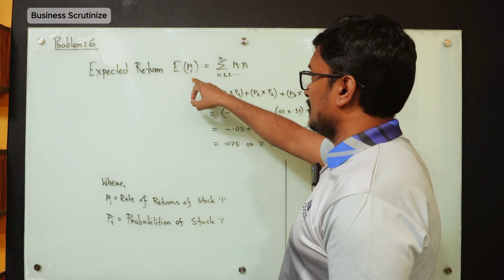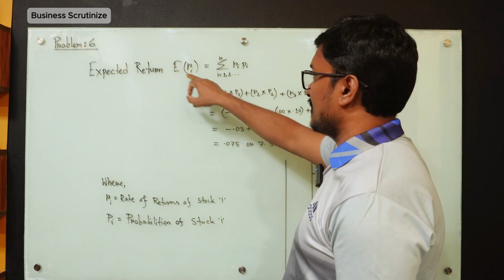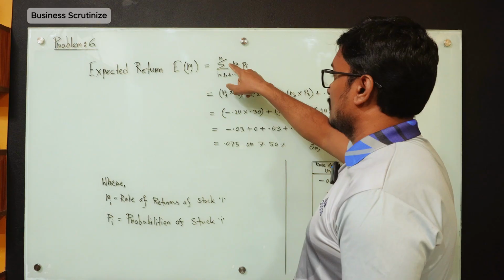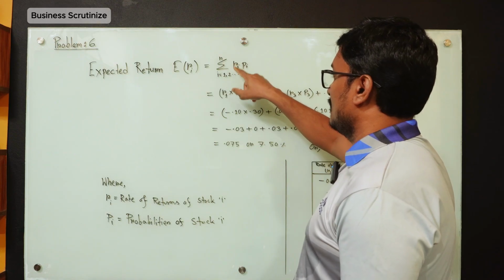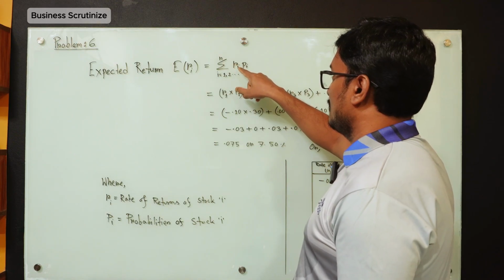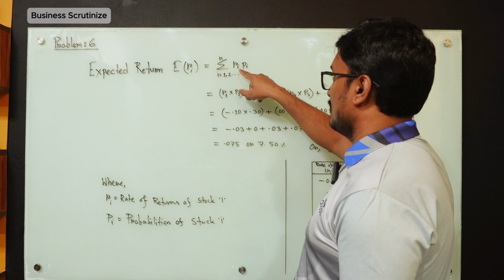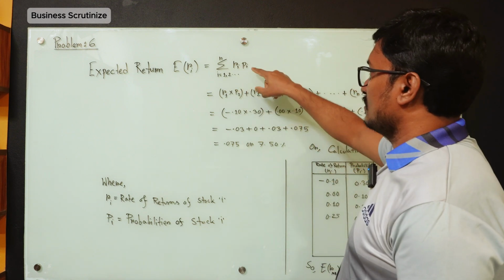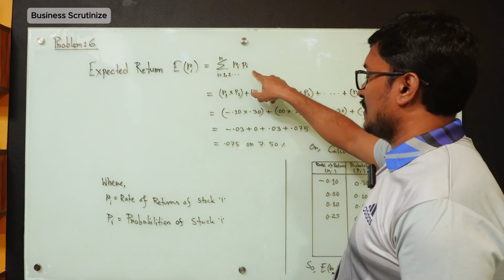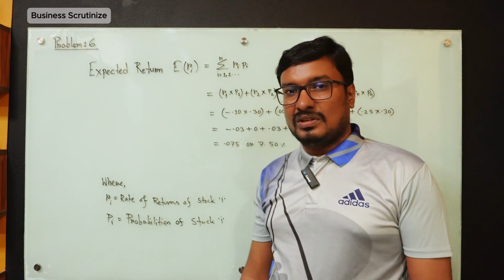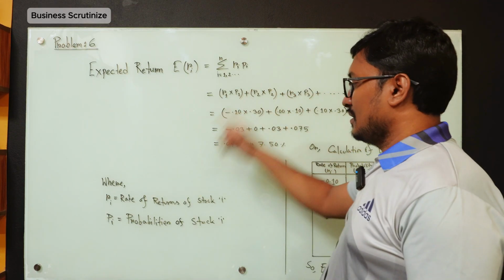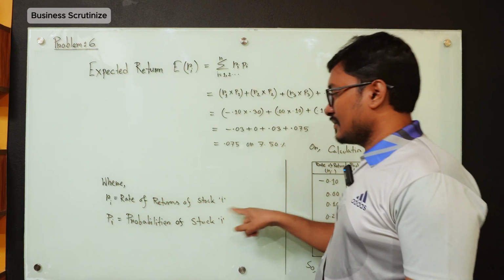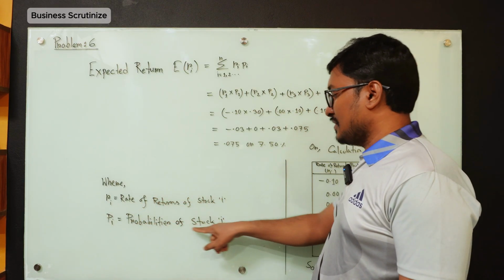So we have just written the general formula. Expected return of stock I, where you can see the symbol of summation. So summation of the return of an individual stock, or any stock, here I have written I, and the probability of the related stock, PI, so RI into PI. This is the general or precise formula, where RI means the rate of return of stock I, and PI is the related probability of stock I.